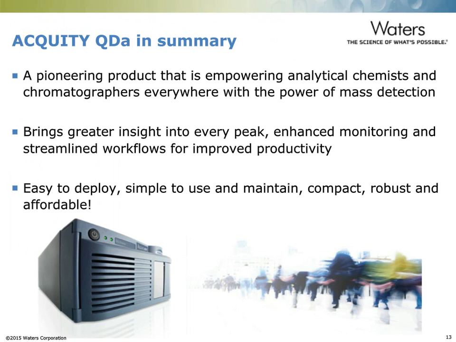So in summary, we've seen that the AcuityQDA really is an enabling tool that's allowing analytical chemists to collect mass data and have easy access to mass information for all of their analyses. And it's doing that by delivering additional orthogonal information for the components within your analyses. And lastly, the design of the instrument makes it very easy to deploy, simple to maintain, and given its compact nature, easily fit within existing workflows.